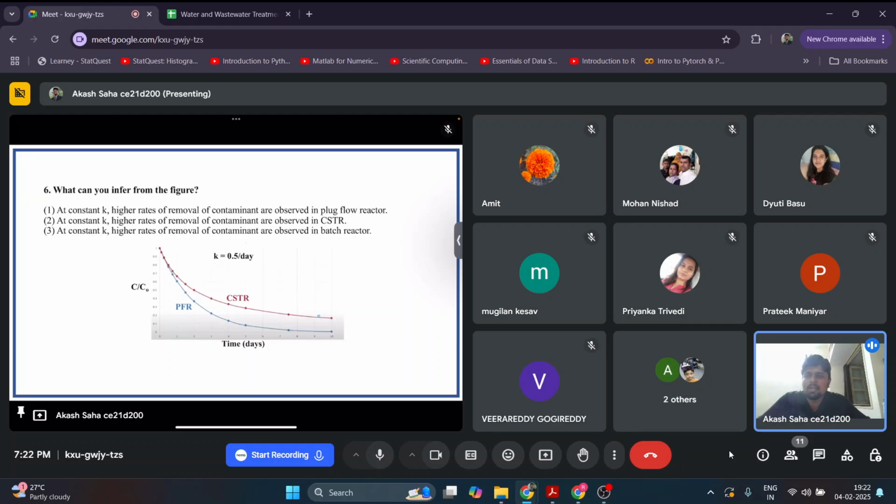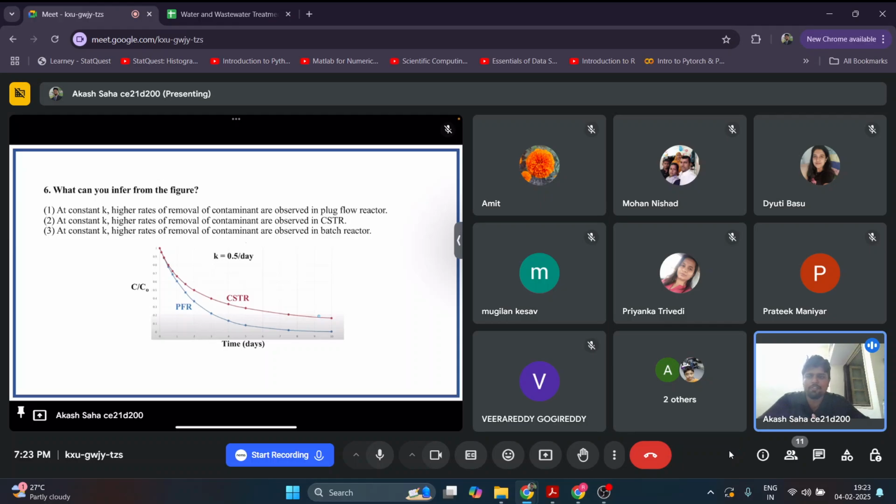So the question is, what can you infer from the figures? We have a graph here. On the x-axis we have time, in days, and on the y-axis we have concentration. Here it is relative concentration, C by C naught, the concentration with respect to the initial concentration, just to make it dimensionless. But you can consider it as some concentration also. And the rate constant is given as constant, 0.5 per day. We have two graphs, one for CSTR, one for PFR.